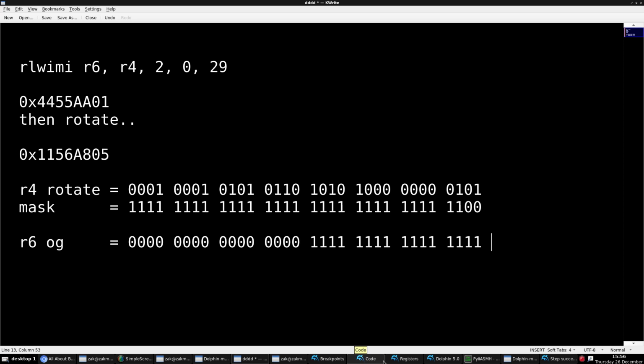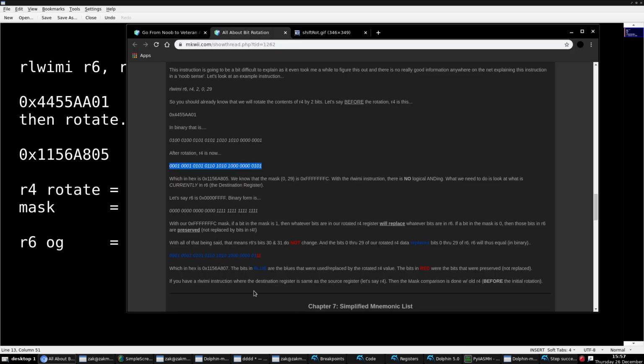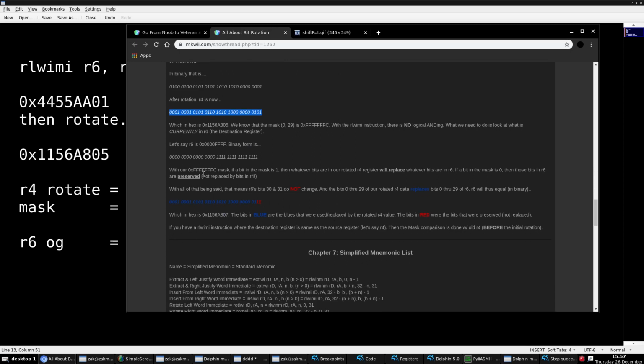So you guys should know that equals FFFF, or 4 zeros and 4 F's. Might as well put the zeros in. Okay, so there you go. Okay, so this is really important to understand. With our mask, you've got to look at the mask.